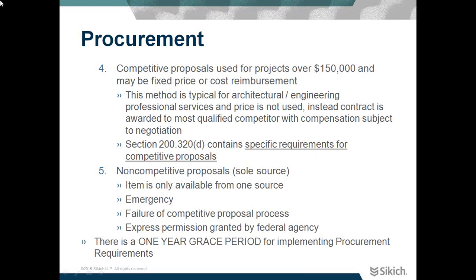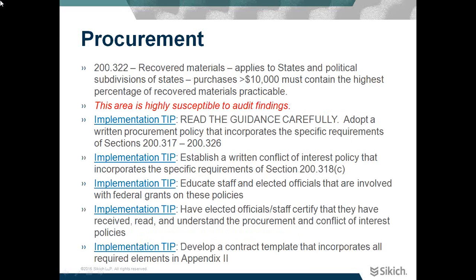That's not necessarily a circumstance where you're going out looking for competitive bids on a quick basis. Oftentimes, you do receive permission for non-competitive, but that needs to be awarded by the federal agency. Some of these new procurement rules, keep in mind there is a 1-year grace period for implementing some of these requirements. The last section on the procurement mentions recovered materials. It really applies to state and states purchases greater than $10,000, and they're trying to achieve the highest percentage of recoverable materials. This area definitely is subject. You do see sometimes audit findings where this isn't really being followed.